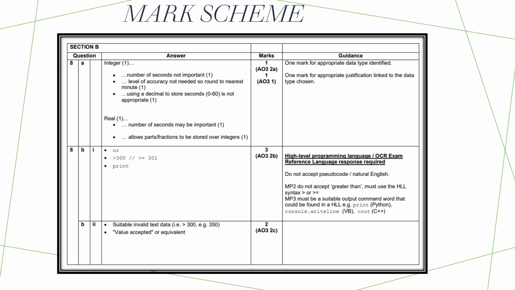For 8b part 2, the first one is any sort of invalid test data, in other words anything greater than 300, and or less than 0 you could have as well. And the last one is that the value should be accepted because it was inclusive of 300.